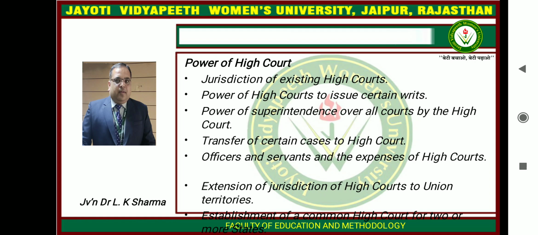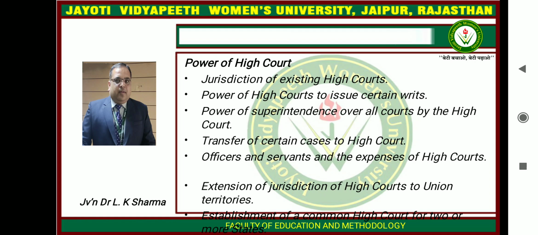Establishment of a common High Court for two or more states. Article 231: 1. Notwithstanding anything contained in the preceding provisions of this Chapter, Parliament may by law establish a common High Court for two or more states, or for two or more states and a Union Territory. 2. In relation to any such High Court, A. the reference in Article 217 to the Governor of the state shall be construed as a reference to the Governors of all the states in relation to which the High Court exercises jurisdiction.